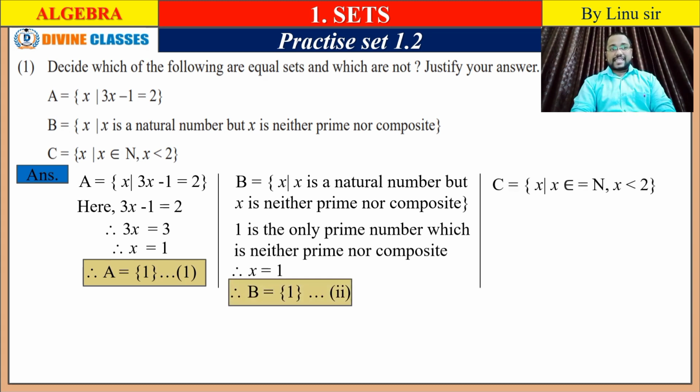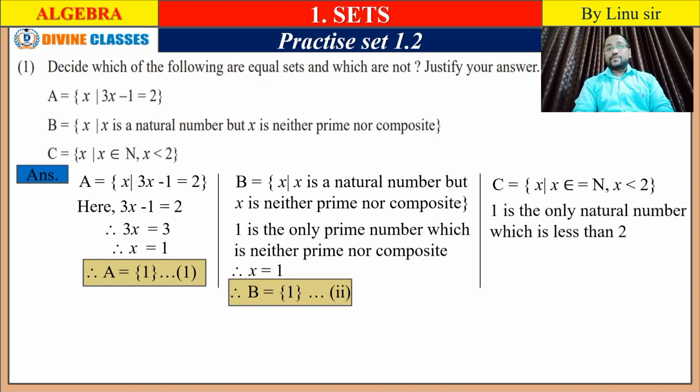Now set C. Set C is equal to x such that x belongs to natural number and the value of x is less than 2. Yes or no? So we already know that natural number starts from 1. Yes or no? And the natural number which is less than 2, that is 1. Yes, so we can write 1 is the only natural number which is less than 2. Therefore, the value of x here is 1. So the value of x we will just substitute. Therefore, C is equal to 1.